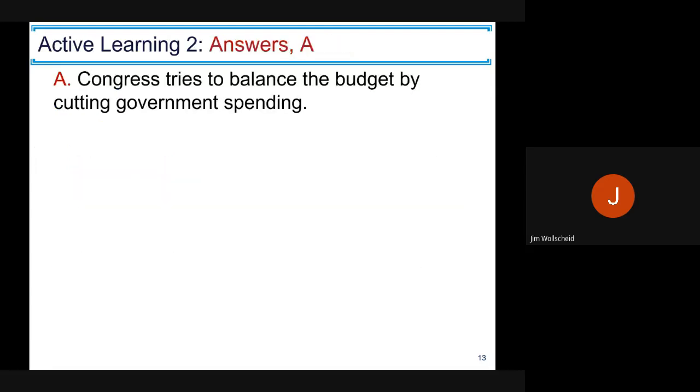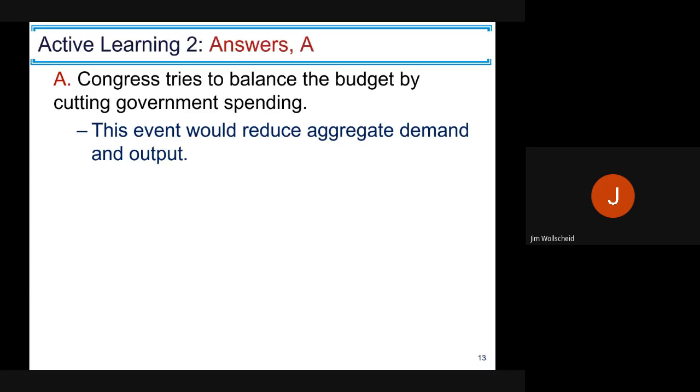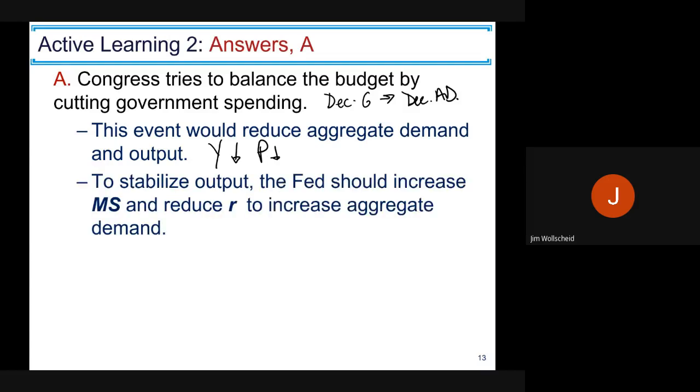So let's go through these. A, Congress tries to balance the budget by cutting government spending. So we know by decreasing G, you know from chapter 20, that decreases aggregate demand. And when I decrease aggregate demand, output falls, and so does the price level. If I know output's falling, what should the Fed do to stabilize the economy? Well, the Fed's going to want to move Y up. And how do they increase output? They engage in loose monetary policy. So they're going to increase the money supply.